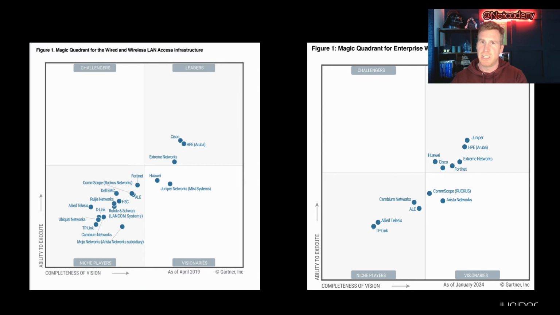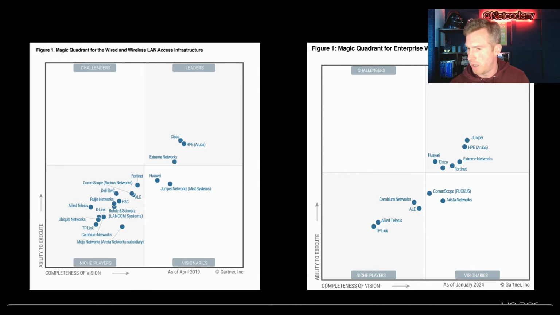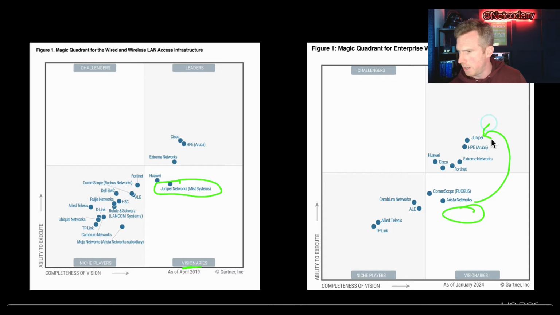And if I actually just bring up the part of 2019 here to 2024, look where Juniper Networks was when it acquired Mist, Juniper's Mist. It was all the way down here in Visionaries, but in 4 years, 5 years technically, it's gone from what was round about here to all the way up here.